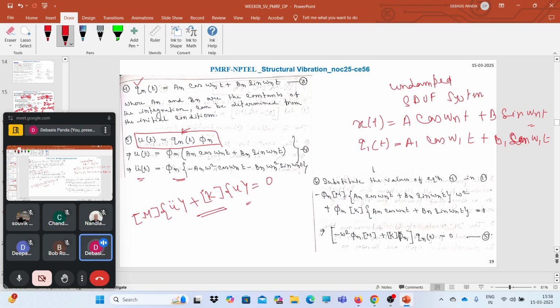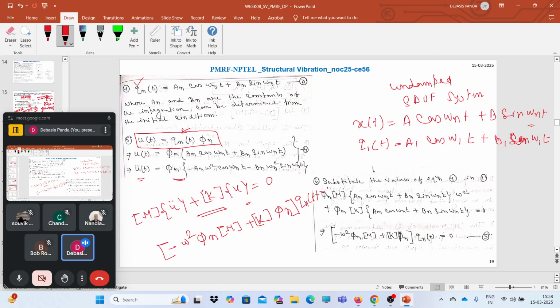What will we find? If you substitute all these values and take the common qn(t), we are left with minus omega square phi n m plus k into phi n, times qn(t), is equal to 0. This equation looks familiar, like when we solved the characteristic equation, we had a similar kind of problem. That means again in the modal coordinates, the problem leads to the eigenvalue problem, where we can decouple it and find out the responses.